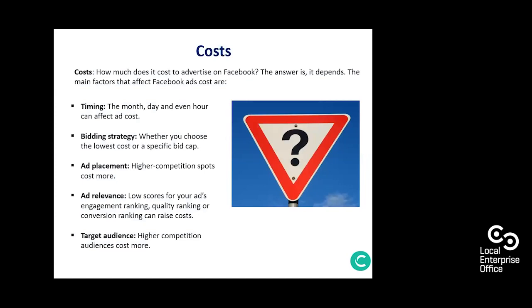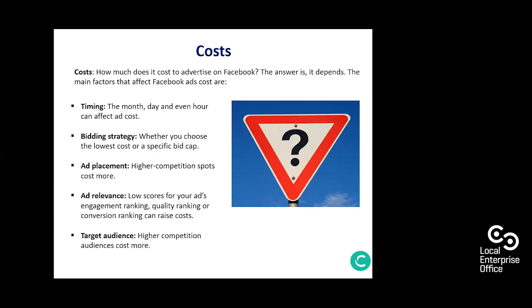Facebook ads cost: this is a question that we get asked. How much does it cost to advertise on Facebook? The answer is it depends. The main factors that affect Facebook ads costs are timing: the month, day, or even the hour can affect the ad cost. If you're targeting Ireland, for instance, it's cheaper to run ads at 3 a.m. in the morning than at 3 p.m. in the afternoon. Bidding strategy: whether you choose the lowest cost or a specific bid cap. Ad placement: higher competition spots cost more. Ad relevance: low scores for your ad's engagement ranking, quality ranking, or conversion ranking can raise costs.